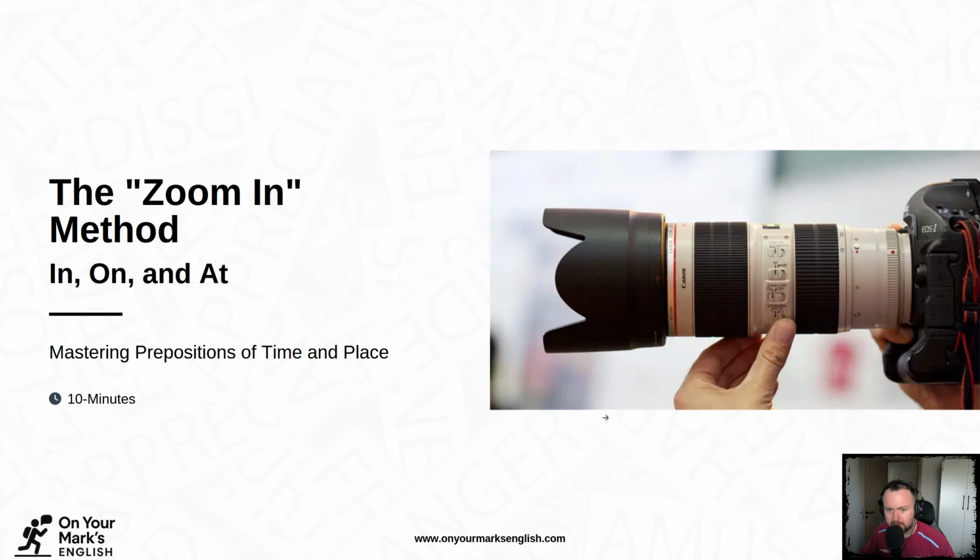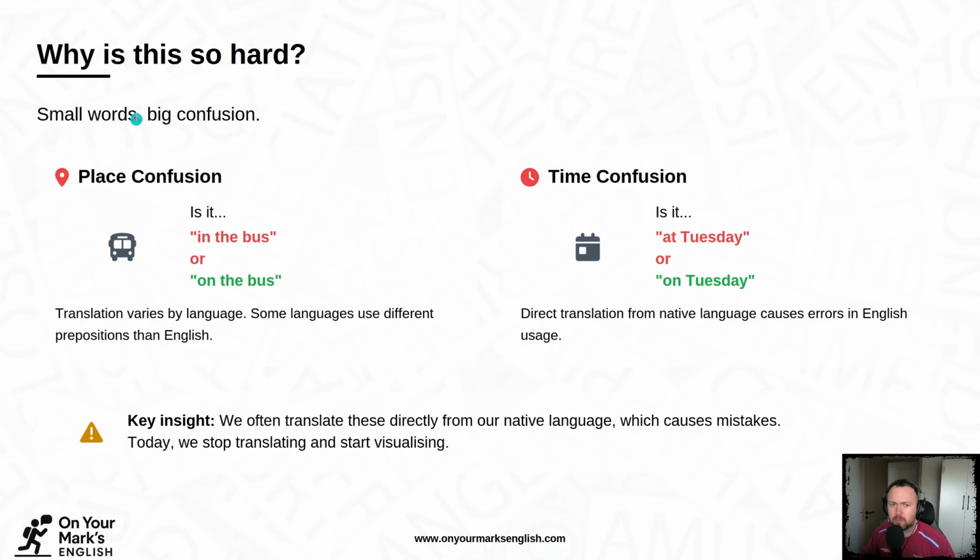So let's get started. So, why is this so hard? Small words, big confusion. We often translate these directly from our native language, which causes mistakes. Today, I hope we can stop translating and start visualizing. Think about it. Is it the big picture? Is it a medium picture or small picture? Are we zooming in or zooming out?